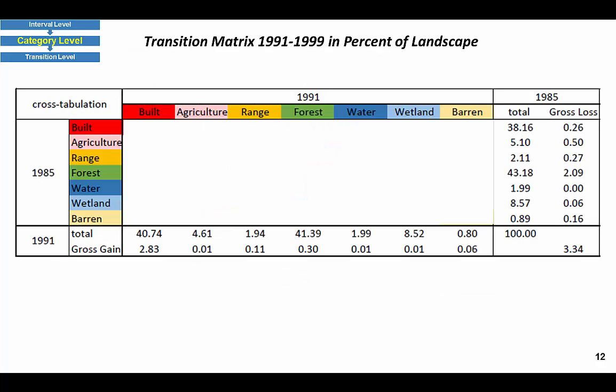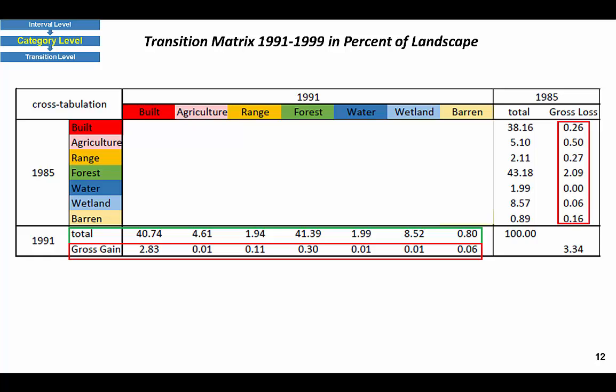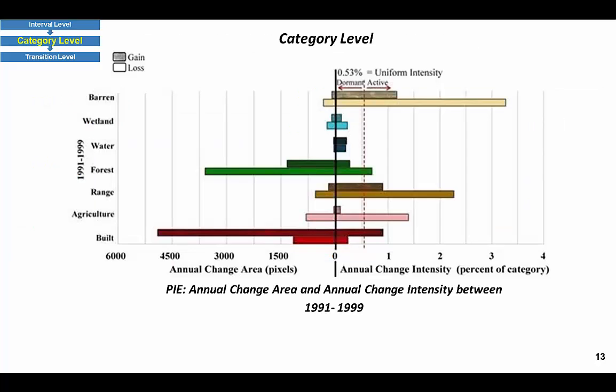To compute the gain intensity, we divide each category's gain by the size of the category at the subsequent time. To compute the loss intensity, we divide each category's loss by the size of the category at the initial time. This computation follows the same type of straightforward arithmetic that we used at the interval level. Now we can examine the category intensity bars.